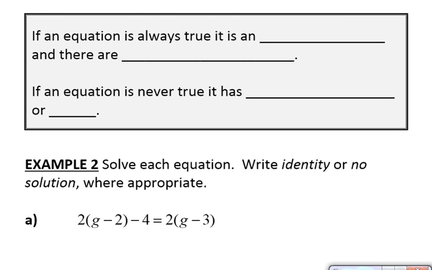Continuing with our 2B notes, if an equation is always true, it is an identity, and there are infinite solutions. That means that any number we substitute in will work. It doesn't matter. If an equation is never true, it has no solution.